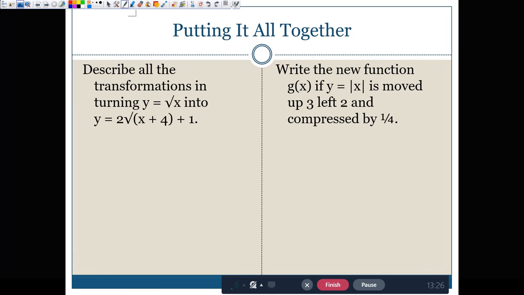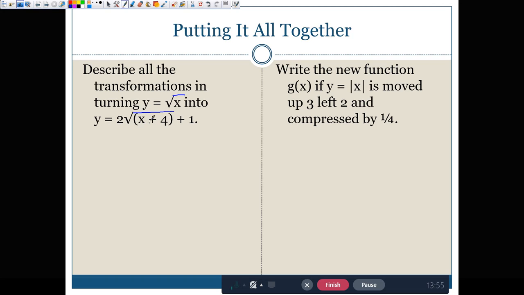All right, so we're going to describe the transformation of turning y equals the square root of x into y equals 2 times the square root of x plus 4, plus 1. So how we write these, we're going to start with whatever's affecting the x first. So we're going to work our way from the inside out, okay? And we're going to do our dilation last, okay?